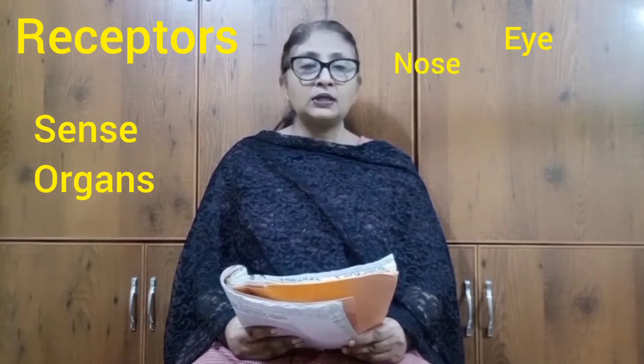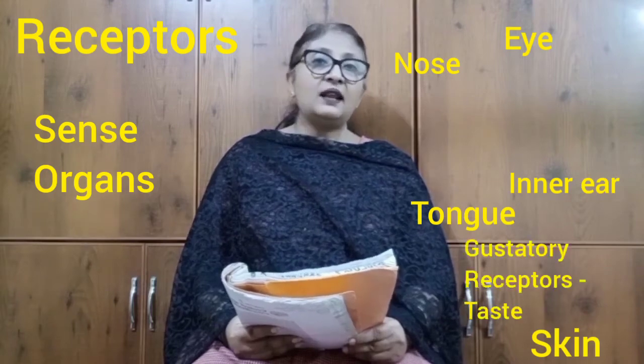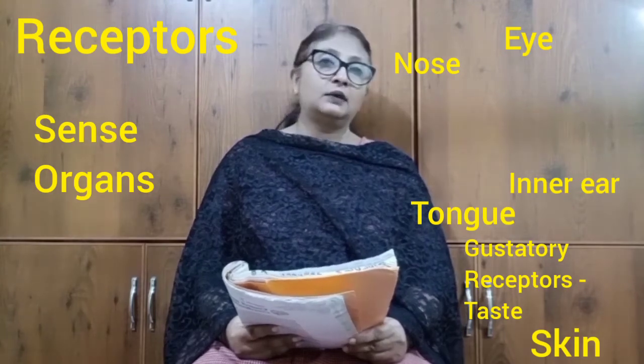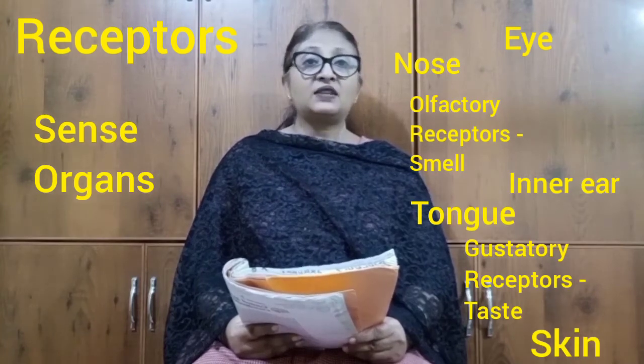All the information from the environment is acquired by specialized tips of some nerve cells. These are known as receptors. Receptors are found in sense organs like the eye, nose, inner ear, tongue and the skin. The gustatory receptors are receptors of taste, which are found in the tongue, while the olfactory receptors are receptors of smell, which are found in the nose.